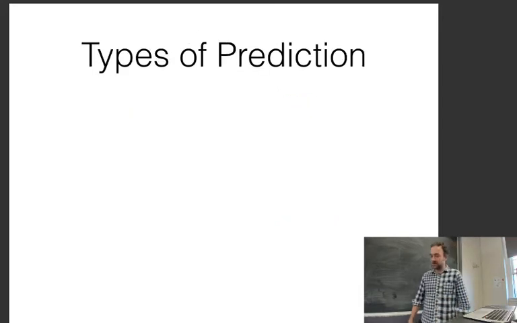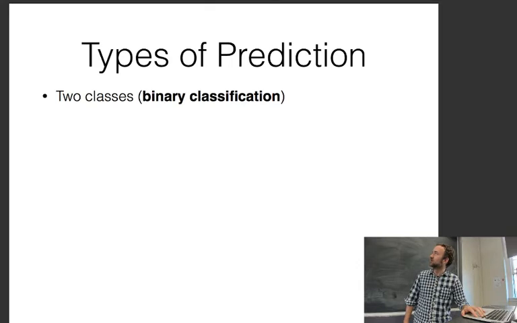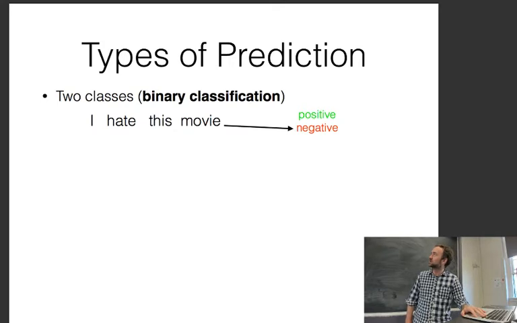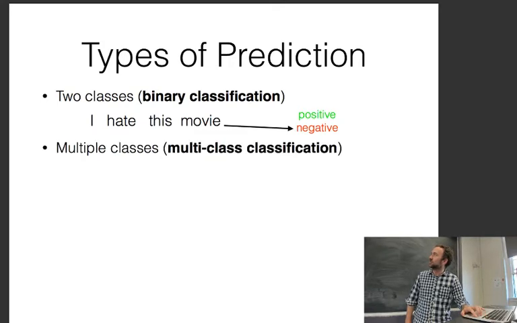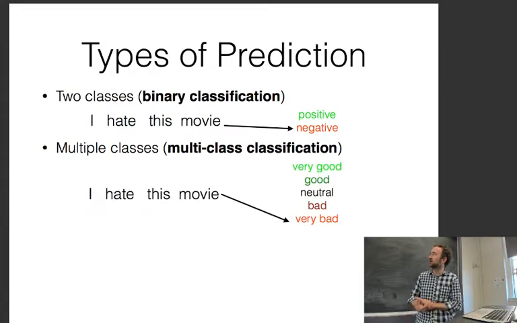This is one example, but we can also split our prediction tasks into a bunch of different classes, I guess. So we can classify our classifiers, if you will. We have our two classes, which are our binary classifiers. That might be "I hate this movie," and it goes into positive or negative. We have multiple classes, multi-class. So this is "I hate this movie," and then we get very good to very bad, 5 classes.